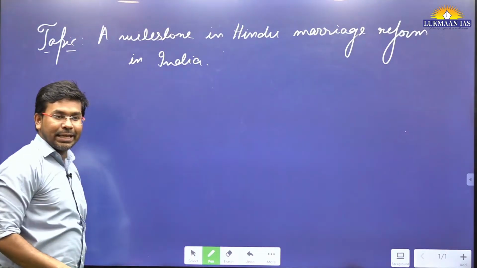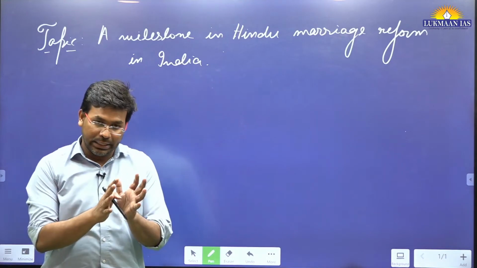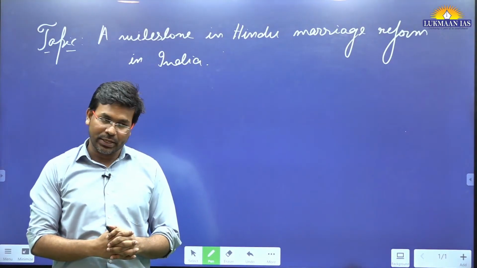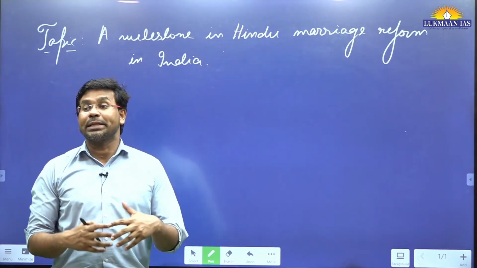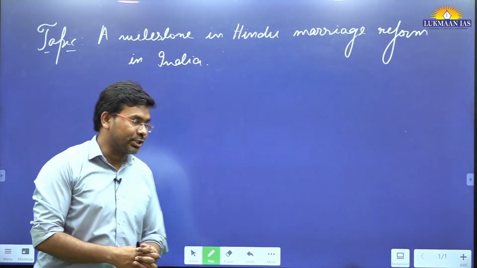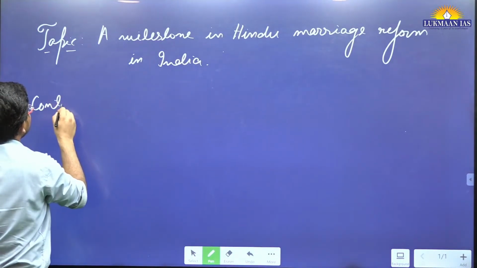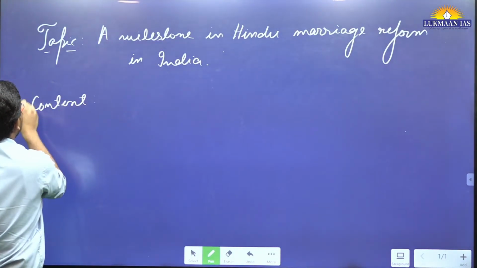So in this article, they have talked about the Hindu Marriage Act. They have talked about some other forms of Marriage Act as well. And they have discussed some of the concepts that are associated with marriage. Okay. So the context of this article is related to a recent High Court judgment.